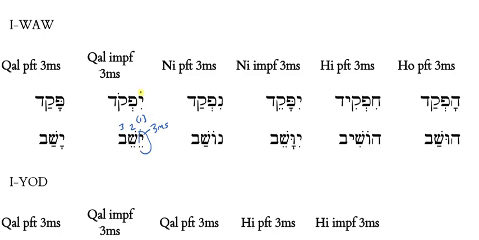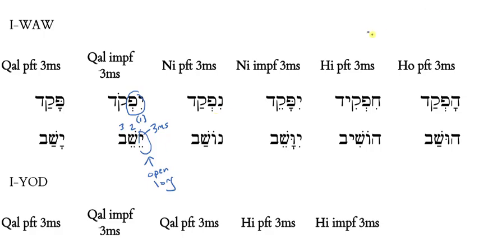Compare that to the yif of yifkod. That is a closed syllable with a short vowel. So that's one of the things that I'm going to see here. Whenever the root 1 vav does not close the syllable, it's going to leave the prefix consonant open, and the vowel will be long. Okay, we're going to see this throughout. The nifal perfect is nifkad.